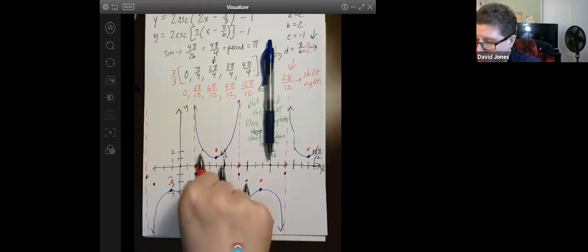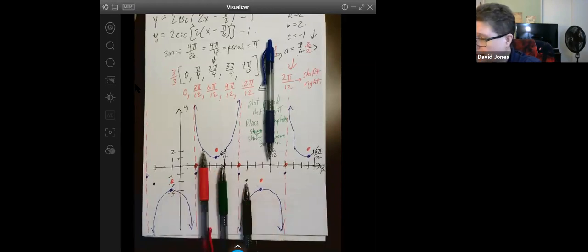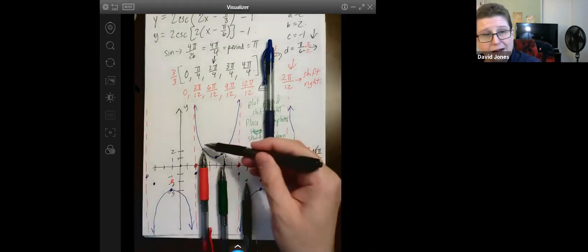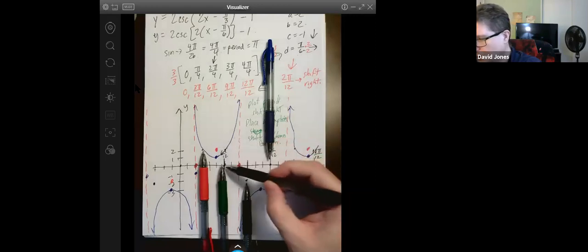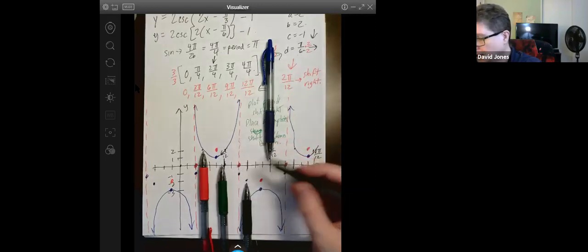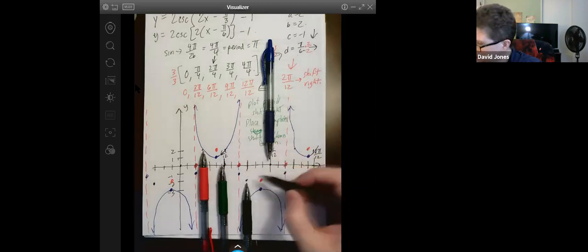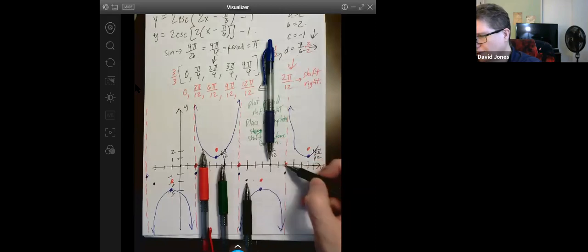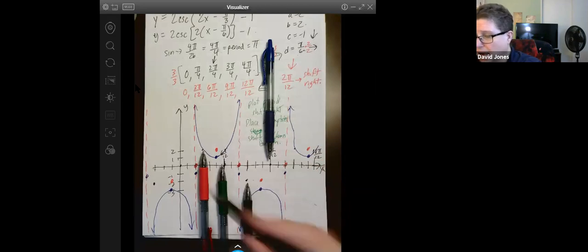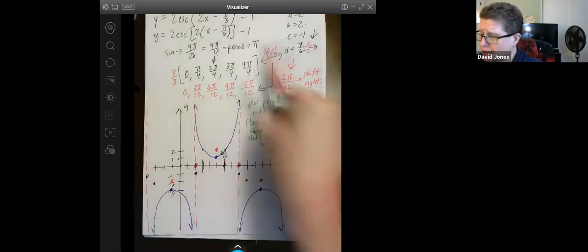Then what I did was my shift right of 2. Everything moved right 2. This point moved right 2. This point here moved right 2. This point here moved right 2. Now these are where the horizontal shift is taking place. I put them down as red dots. So now we've got our red dots there.